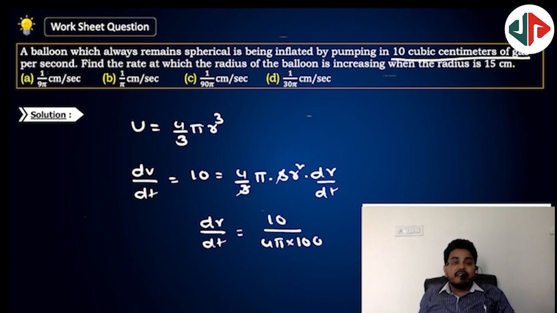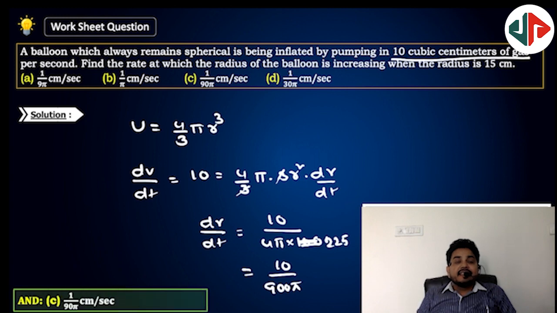Radius is 15 is given. So 15 squared will be equal to 225. So it is equal to 10 by 900 pi. So the answer is 1 by 90 pi centimeter per second.